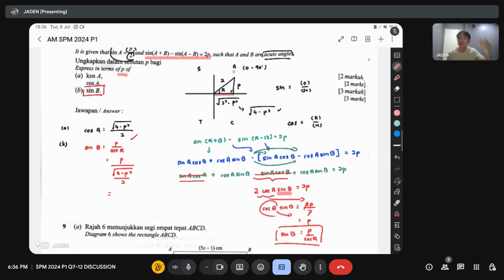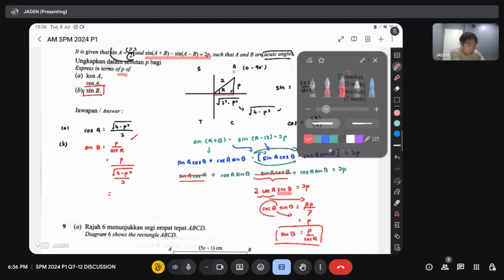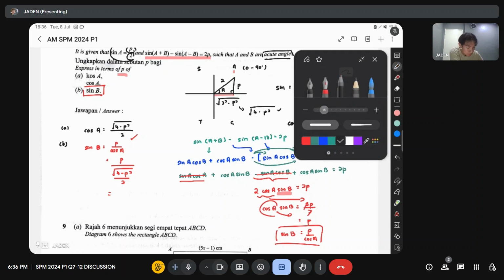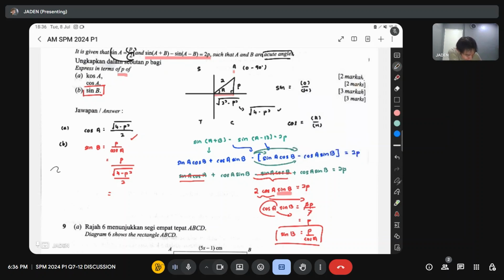Now I'm going to teach you, because some students might not know how to divide this whole thing. But I'm going to show you now. You can write it this way: p divided by square root of 4 minus p squared divided by 2. Always remember, when you try to divide a whole number and a fraction, for the whole number, there is always a 1 at the bottom.